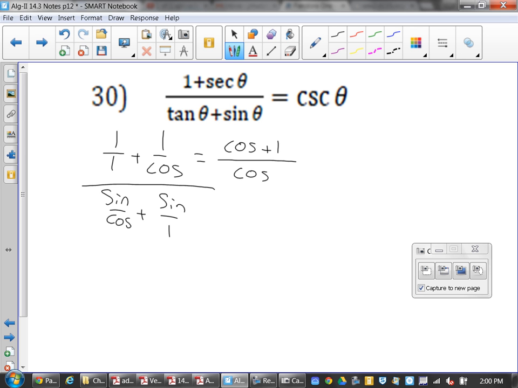I do the same basic idea on the bottom. Again, I wind up with the common denominator between cosine and 1 as cosine. In the numerator, the fraction on the left has the cosine and the one on the right doesn't, so it winds up being sine plus sine times cosine. Everybody okay with that? Now, this is the next step that most people I've come across tend to have an issue with.